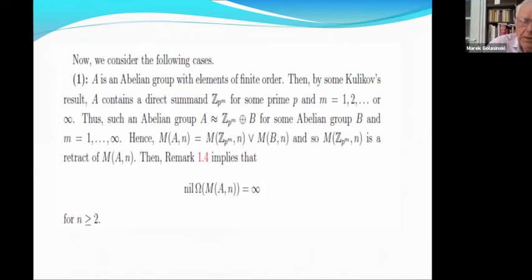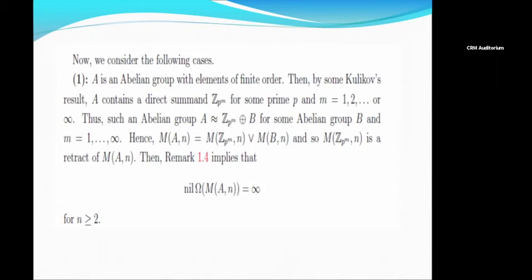For instance, the group Z/p^infinity doesn't contain a direct summand Z/p^m. So the Kulikov result says that such a group, that any abelian group, has a direct summand. But if you have this, then it means that any such abelian group is isomorphic to the direct sum of Z/p^m and some other abelian group.